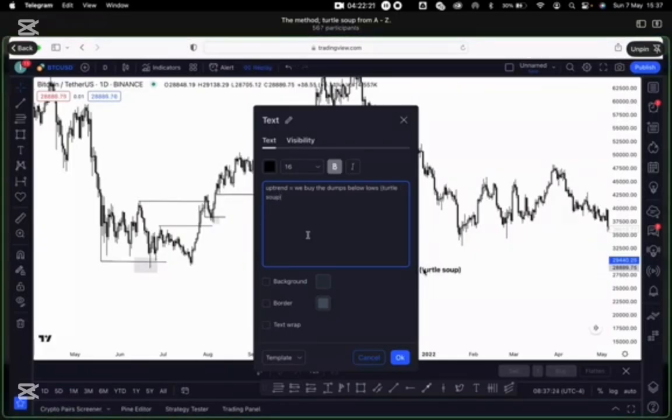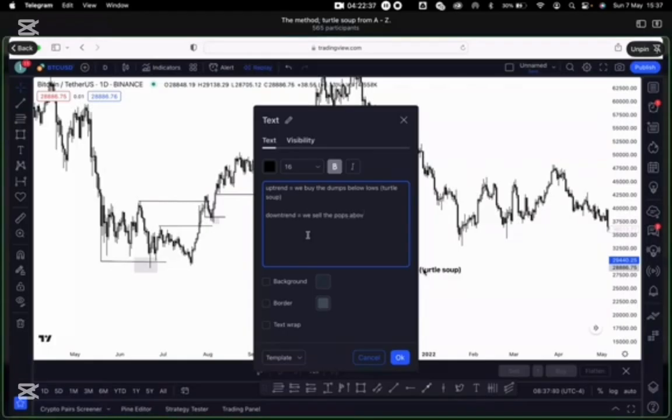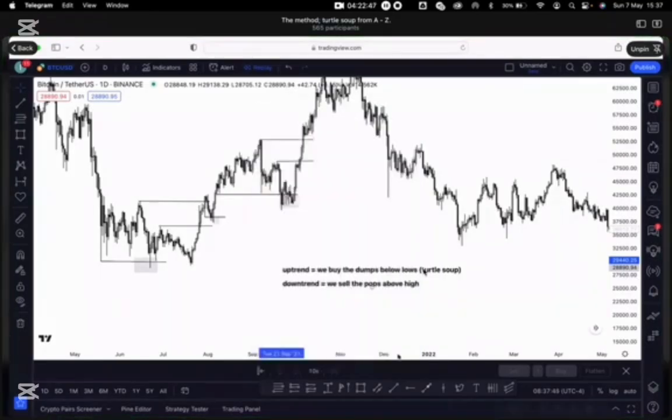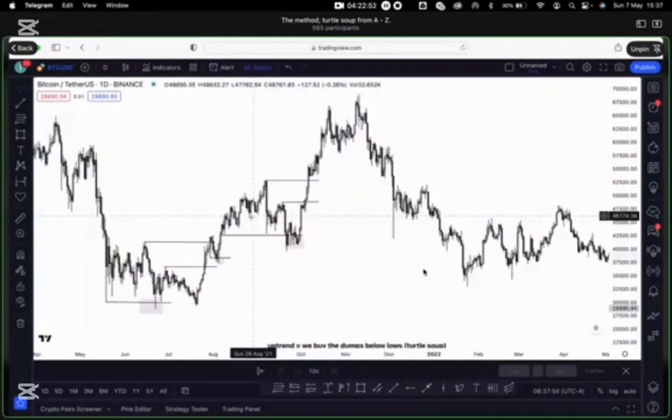Now, in a downtrend, we sell the pops above a high as turtle soup. All right? We sell the pops. Any bullish pop above a high, turtle soup at once. Why? Turtle soup. So, breaking highs, rejecting lows, turtle soup, turtle soup, turtle soup, right?